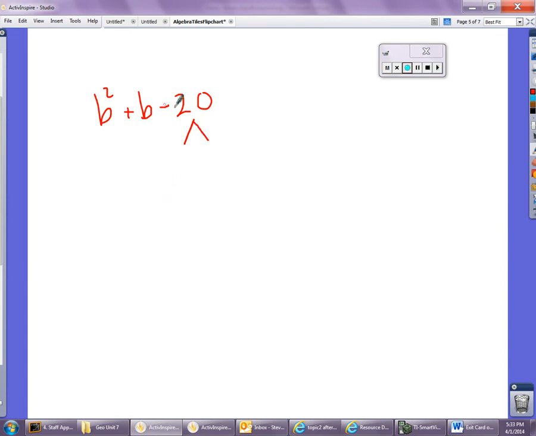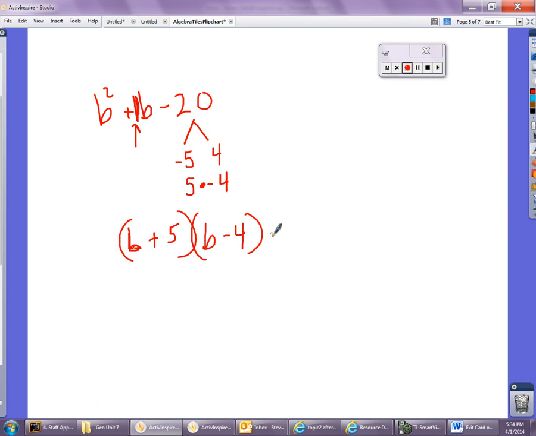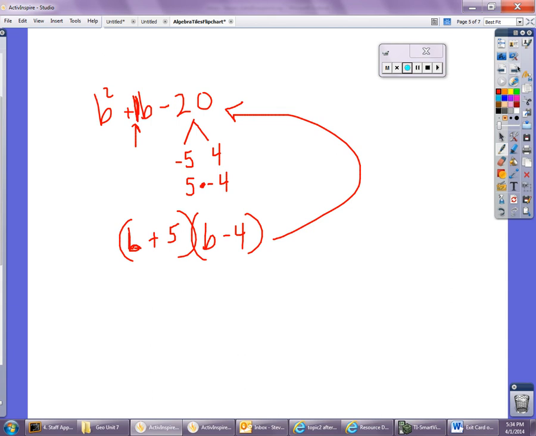This one, you're multiplying to a negative number, but adding to the b is actually a positive 1b. So thinking about the things that multiply to negative 20, negative 5 times 4, but that would actually add to negative 1, and we have to add to a positive 1. So the way that we can fix that is multiplying a positive 5 times a negative 4. So our factored form is b plus 5 times b minus 4. And you could have switched them to b minus 4 times b plus 5. But either way, if you actually multiplied it out, the factored form would get you back to b squared plus 1b minus 20.